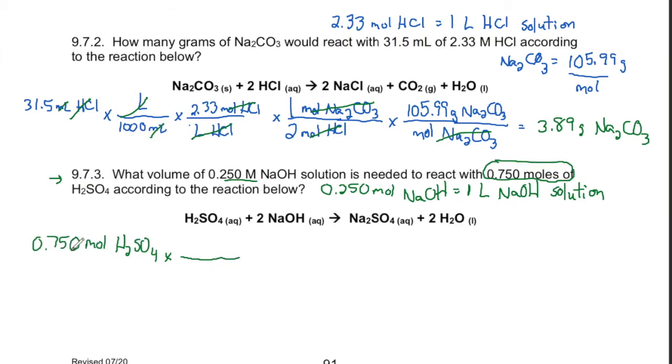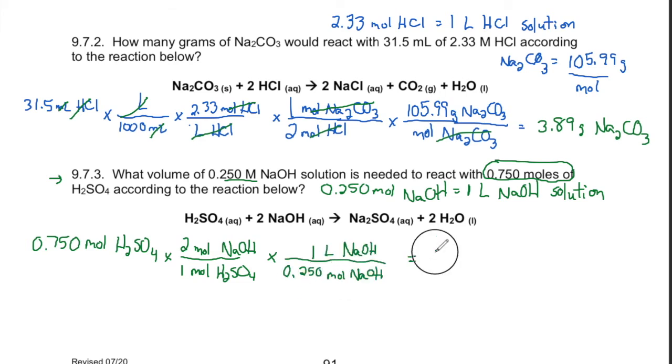So we are already talking about moles of sulfuric acid. We can use the coefficients to get to moles of sodium hydroxide right here in the next step. So now we have moles of sodium hydroxide. We can use our molarity to figure out the volume. And this ends up being 6 liters of sodium hydroxide solution. I put 6.00 just to show that everything in this calculation had at least 3 significant digits.